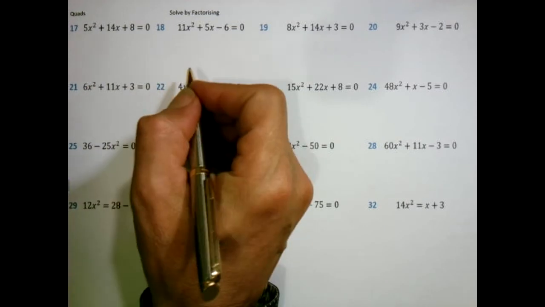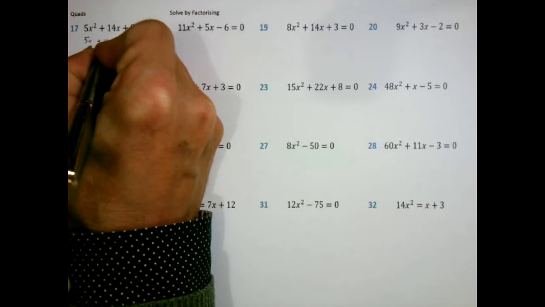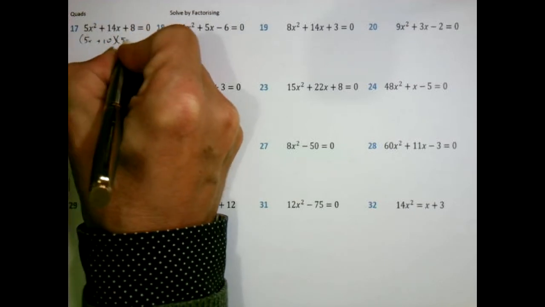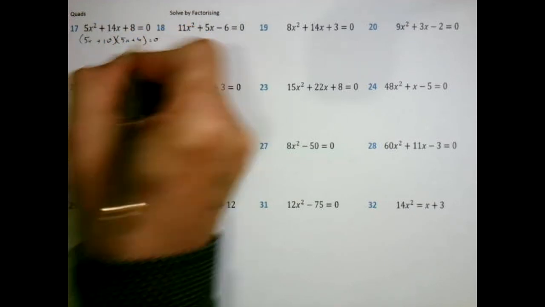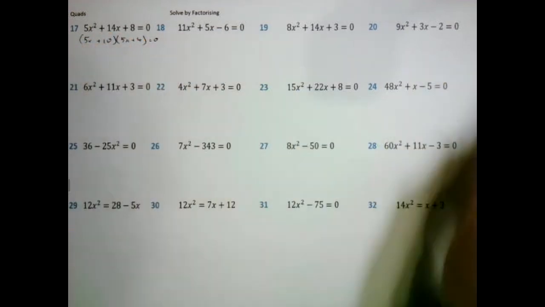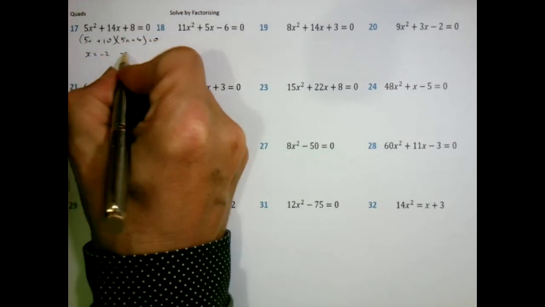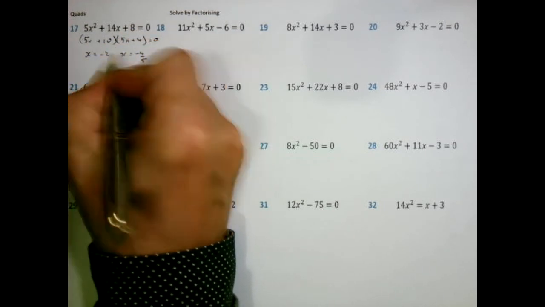Right, we're going for speed. 5 8s, 40, 5x plus 10, 5x plus 4 equals 0. I'm not going to say it again. I'm not factorising these out loud, I'm just going to go to the answers. x equals minus 2, x equals minus 4/5.